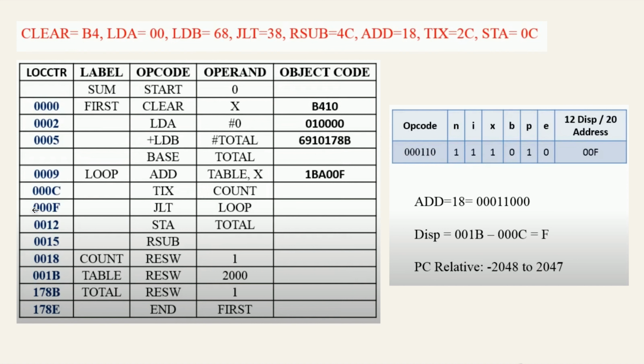So I want to take the next statement. TIX count. The opcode value, before that this is a format 3 instruction, right? Let us write format 3. The opcode value for TIX, where is TIX? It's over here. The opcode value is 2C. How are we representing it? 00101100. Take the first 6 bits.